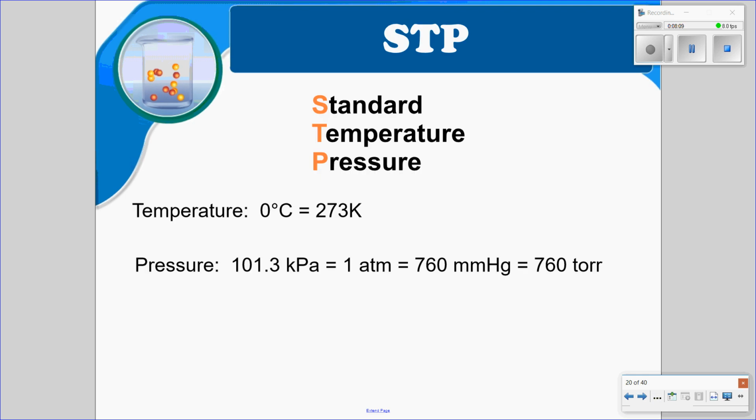And STP. STP is standard temperature and pressure. We talked about this a little bit before. The temperature for STP is going to be 0 degrees Celsius or 273 Kelvin, and the pressure is going to be 101.3 kilopascals, 1 atmosphere, 760 millimeters of mercury, or 764.